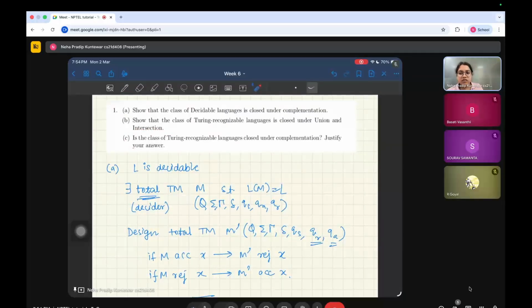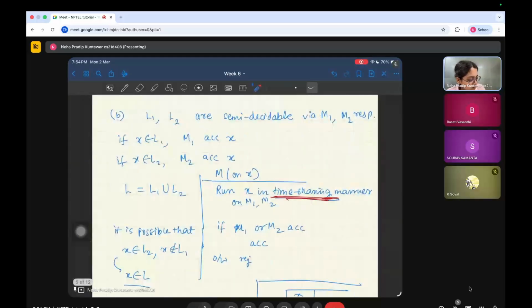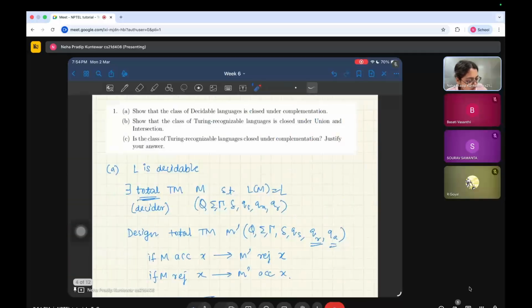The third thing is, like you said, if L is a semi-decidable language, then its complement need not be semi-decidable, because it may end up looping in the reject case. So C is not necessarily true.